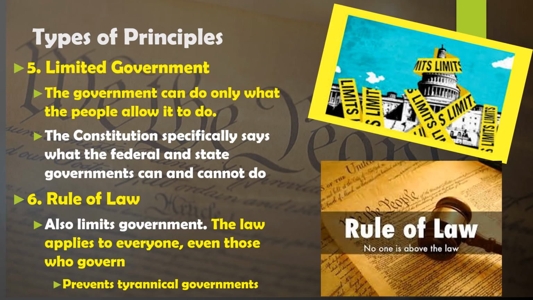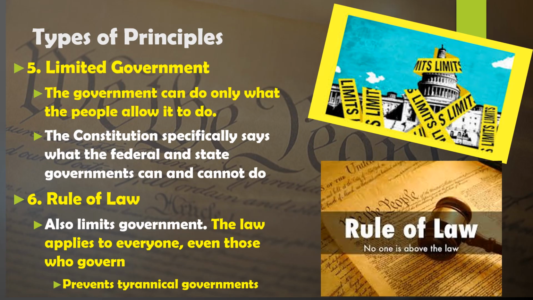All right, let's talk about the next type of principle, and that is limited government. Very self-explanatory in the sense that the government can only do what the people allow it to do. The Constitution specifically says you can only do certain things and you can't do certain things. Our government is limited, and specifically because it goes back to the idea of popular sovereignty. The people have the power, not the other way around.